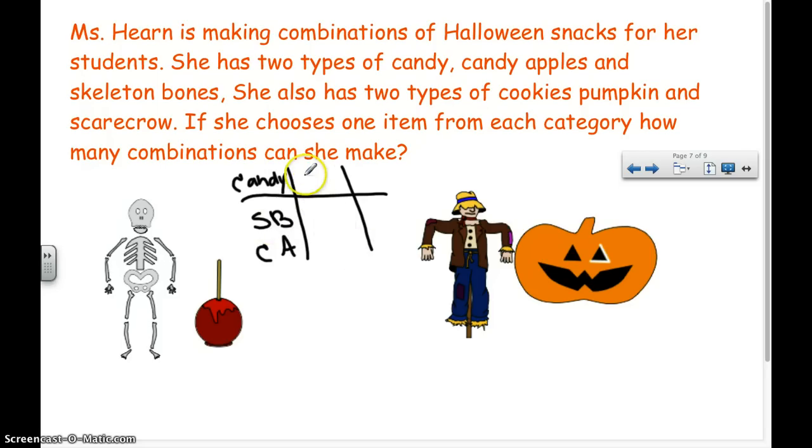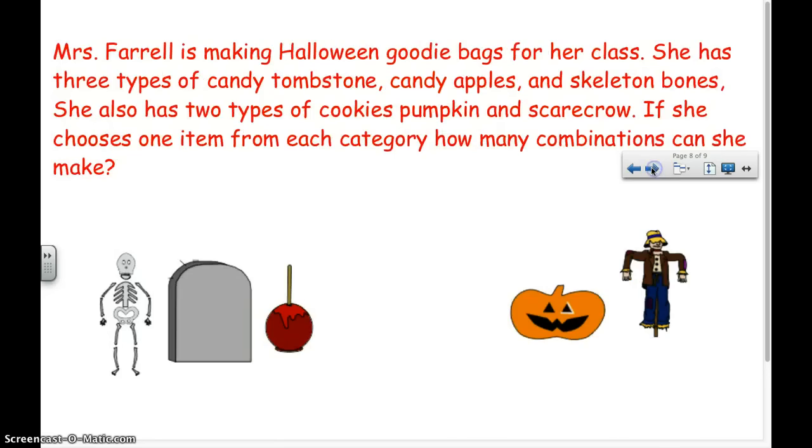And then I'm going to choose cookie. And I have 2 choices. I can either choose a scarecrow, so I'm just going to put scarecrow, or a pumpkin. P for pumpkin. And then I have no other choices over here. So basically, there are 2 choices here and 2 choices here. If I take those 2 choices and multiply them, that gives me 4, which is the same thing as dragging each one of these out and matching them. So much faster.